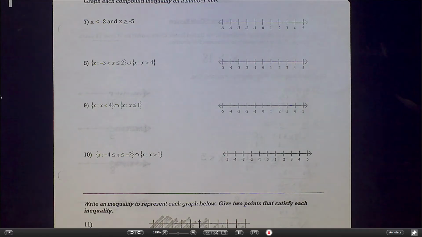Hi everyone, this is Mrs. Trigno again with the Chapter 5 test review. This is page 2, so problems 7 through 11, starting out with some compound inequalities.